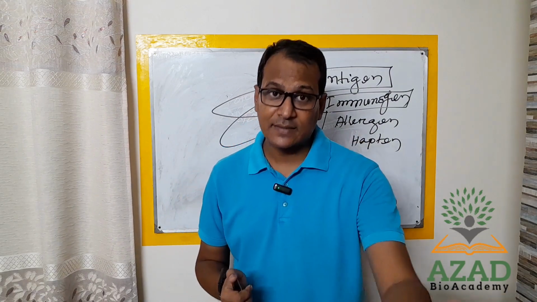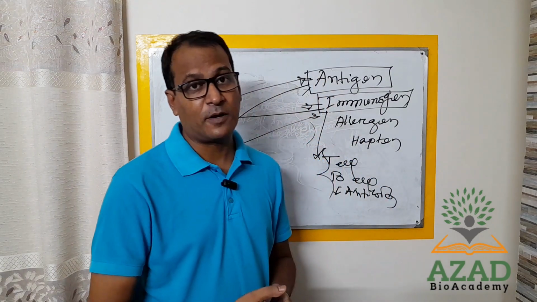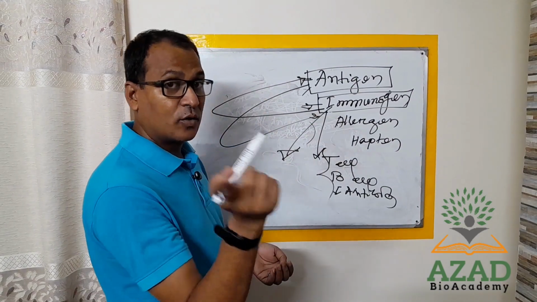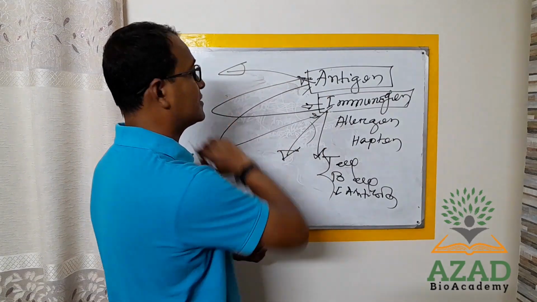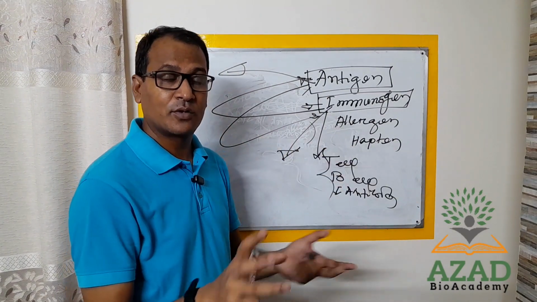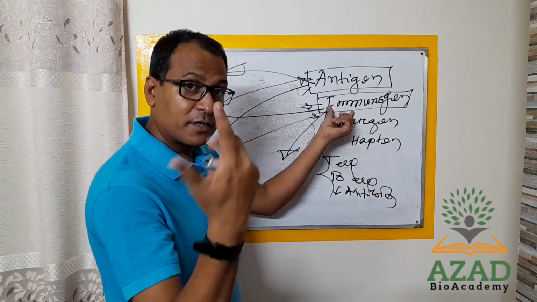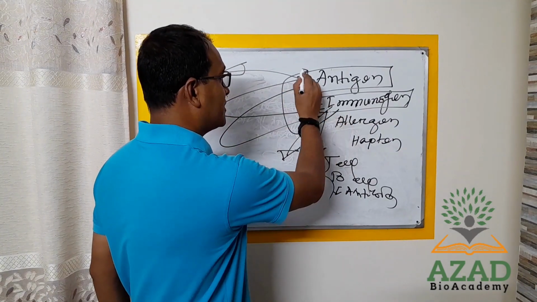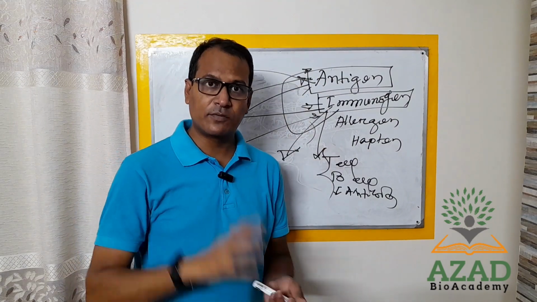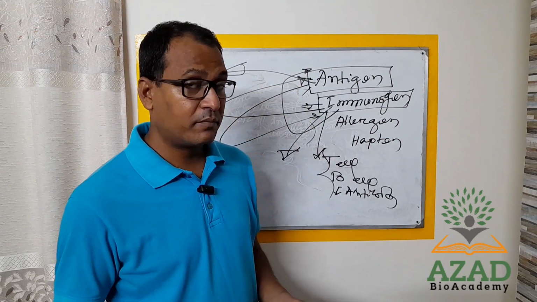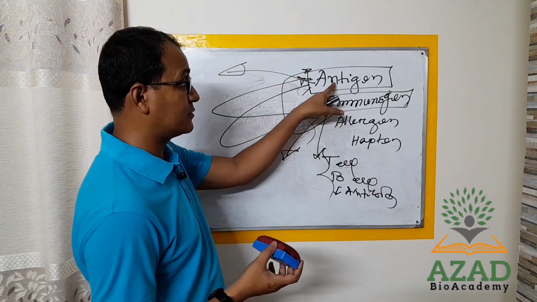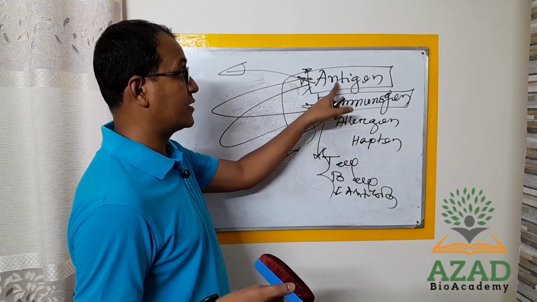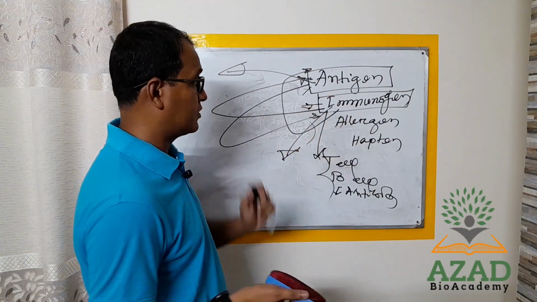So the national icon or famous performer can be considered as an immunogen, and the local performer can be considered as an antigen. But both are performers. So the famous performer is also a performer. So the immunogen is also an antigen. Okay. So if you think in that way, I think it will be very easy to catch the main difference between antigen and immunogen. Already I said all immunogens are antigens, but all antigens are not immunogens.